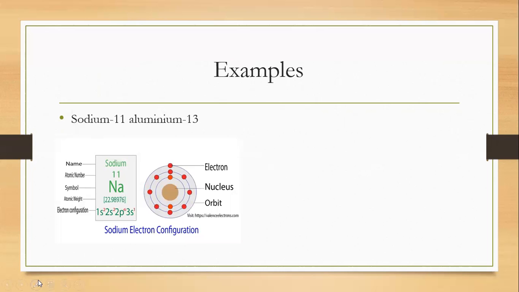So let's take some example. Let's take an example of sodium. So here sodium atomic number is 11. So we'll do the electronic configuration. K shell 2. Then we have the L shell 1, 2, 3, 4, 5, 6, 7. And then we have 2 more electrons. Then we have 1 electron at the last, which is nothing but the valence electrons.